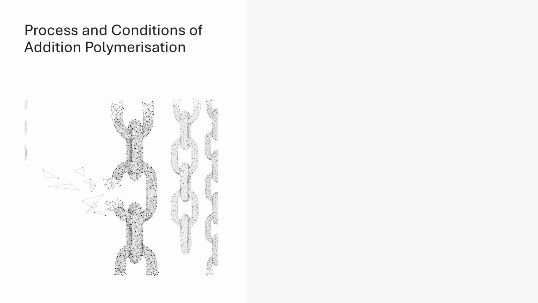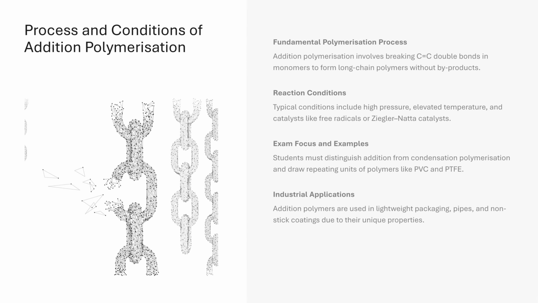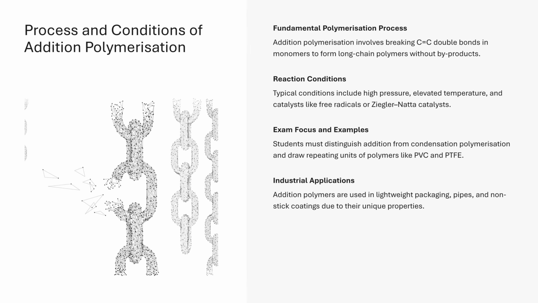Process and conditions of addition polymerization. Addition polymerization involves monomers containing carbon-carbon double bonds, typically alkenes. During the reaction, the pi bond in the C=C double bond breaks, allowing monomers to link together to form a long-chain polymer without producing any byproducts.